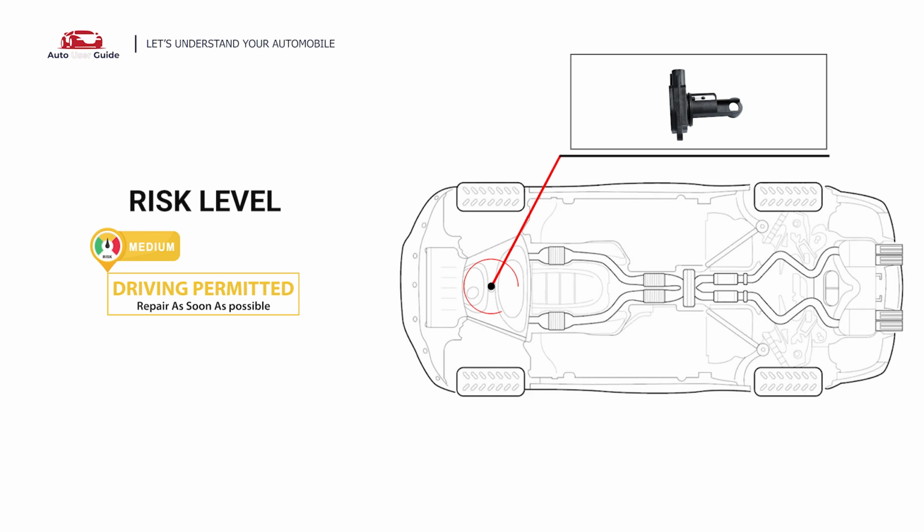This engine code indicates that this sensor measures the amount of air entering the engine, and when its output is inconsistent, the vehicle's computer cannot accurately calculate fuel delivery, leading to drivability issues. Under this circumstance, short-distance driving is permitted, but your vehicle should be repaired as soon as possible.